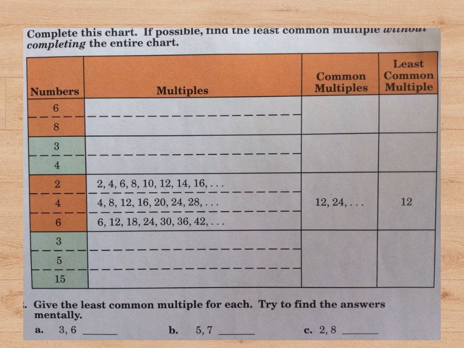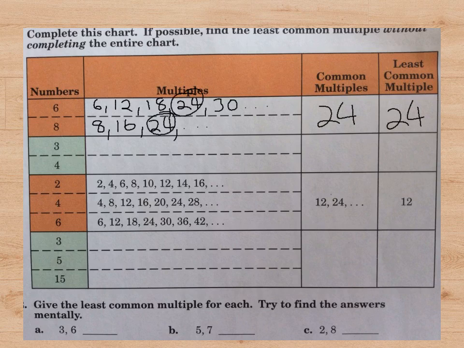So let's do some multiples of 6. 6, 12, 18, 24, 30. We'll stop there. Dot, dot, dot. Okay, multiples of 8 would be 8, 16, 24. Now there's where we could stop. We don't have to fill out the whole chart. We've got 24 here. So 24 is a common multiple, and it's also going to be our least common multiple, as soon as you see there's one that matches.